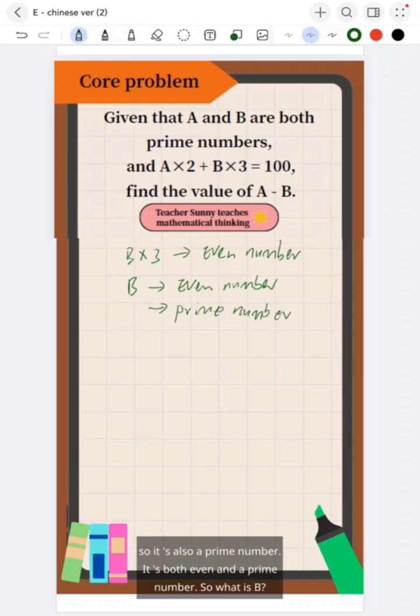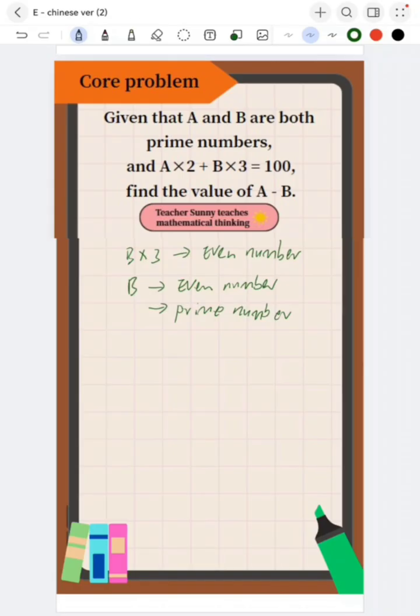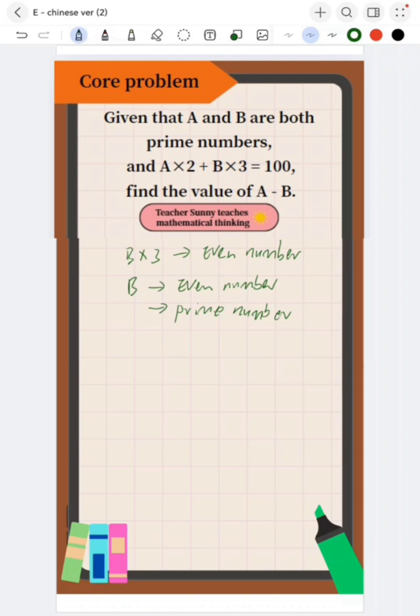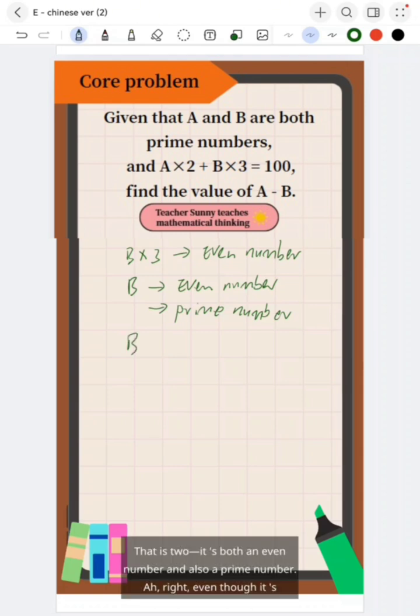It's both even and a prime number. So what is b? Almost all prime numbers in mathematics are odd numbers, not even numbers. But there is one exception. That is 2. It's both an even number and also a prime number. Even though it's even, it's still a prime number. So we've solved it.